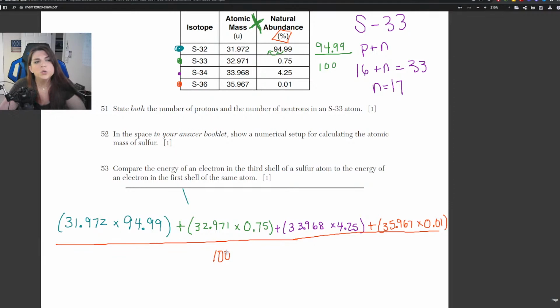So again, you could preemptively move the decimal if you are the math-brained person who wants to do that. But otherwise, you just copy mass times abundance plus mass times abundance plus mass times abundance for as many isotopes as you have, and then just divide the whole thing by 100 to get it out of the percent.